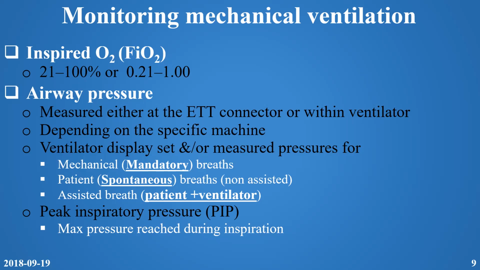So the airway pressure depends on two things, the dependent and independent variables, and the type of the breath. We have three types of breath. We have the mandatory breath, machine delivered, not affected by the baby. We have the spontaneous breath, patient delivered, not affected by the machine. And we have the assisted breath, a combination of the patient and the ventilator. So based on the type of the breath and the dependent and independent variables, we get the airway pressure.